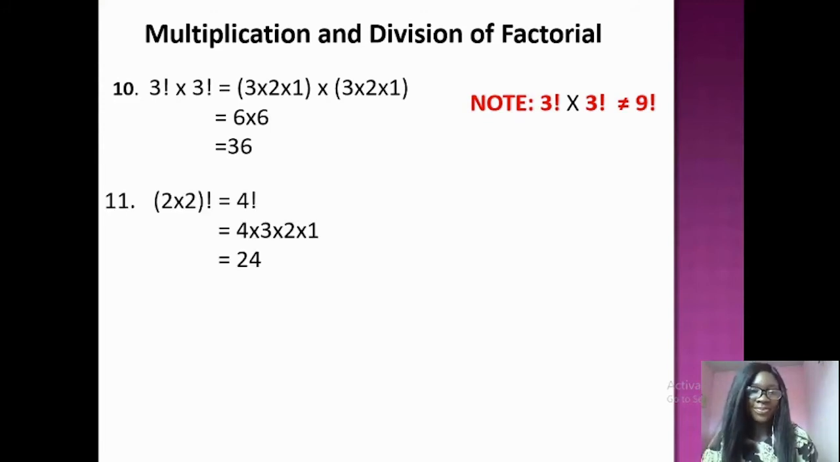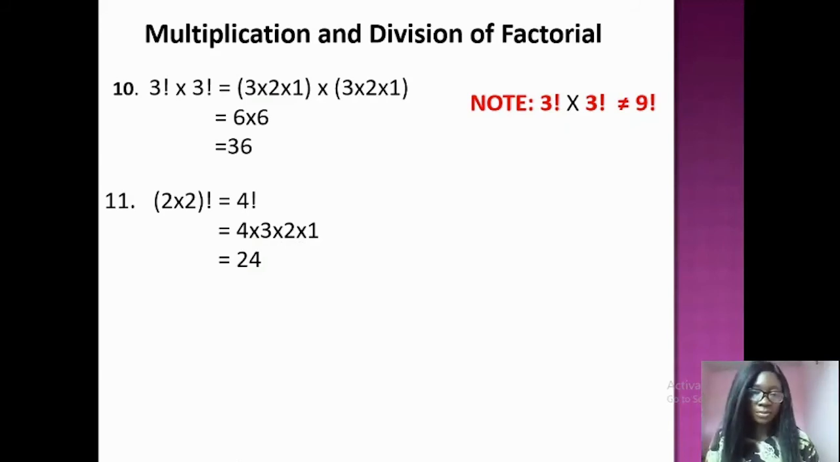All right. So we have 2 times 2 factorial. So they are in the bracket now, so we can multiply first before we have our factorial. So 2 times 2 is 4, and we have our factorial. So we're going to do it in steps: 4 times, we have 1, 2, 3, 4. 4 times 3 times 2 times 1. So which is 24. Okay.